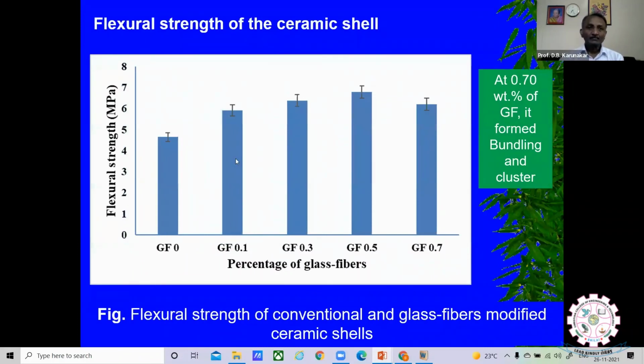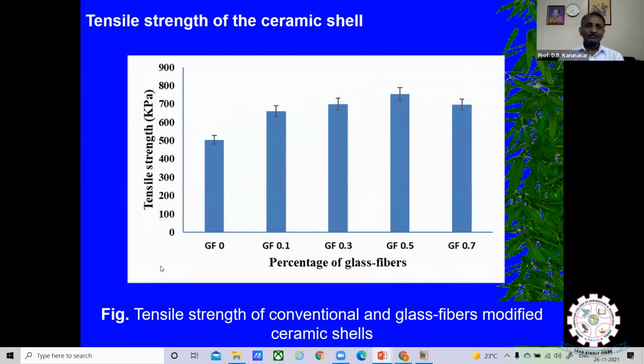Next one, flexural strength. In the 5 experiments, the conventional shell had the lowest flexural strength. As we were increasing the glass fiber, the flexural strength was increasing up to 0.5%, and beyond 0.5% it was coming down. Next one is the tensile strength. The conventional shell had the lowest tensile strength, and as we were increasing the addition of glass fiber, the tensile strength was increasing up to 0.5%, and then it decreased.